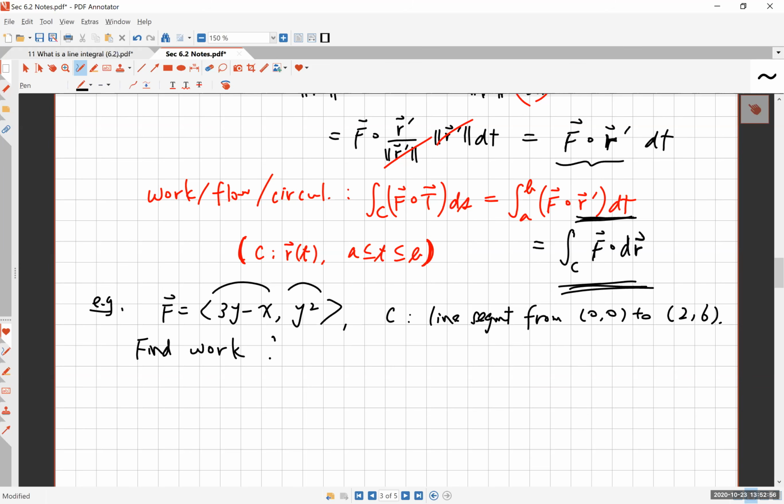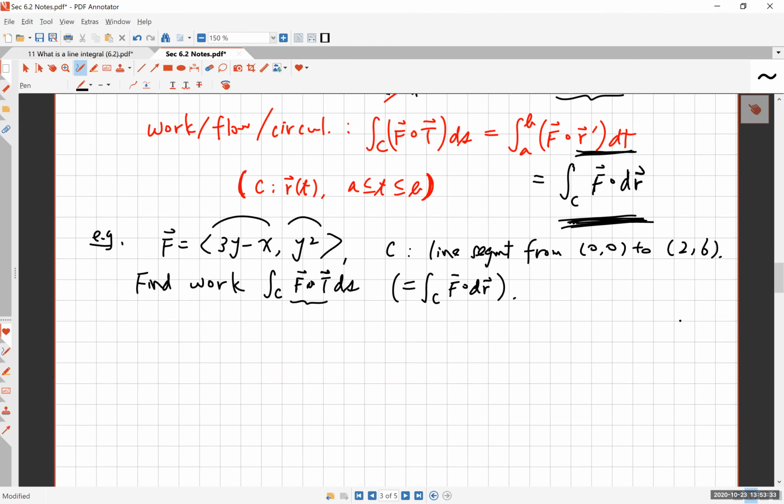Find work, which is the integral of F dot T ds. And it turns out you don't really see F dot T ds anymore. I mean, this definitely is the definition of the work integral of F, how much work is done by F along C. That's the question. And it makes sense to integrate F dot T, which is the tangential component of F. That's a real valued function. But often people just evaluate F dot dr, which is the same thing. And it turns out there are other expressions of this, which I will write in a moment. But for right now, let's go ahead and do this.